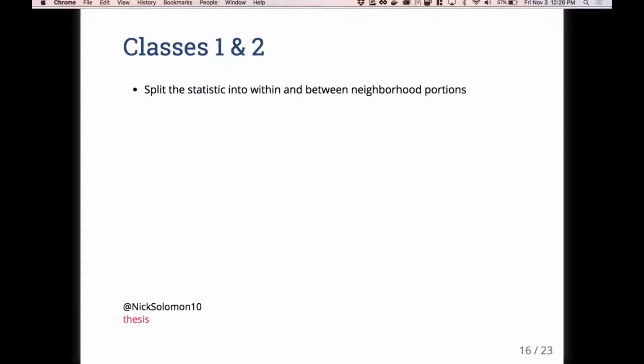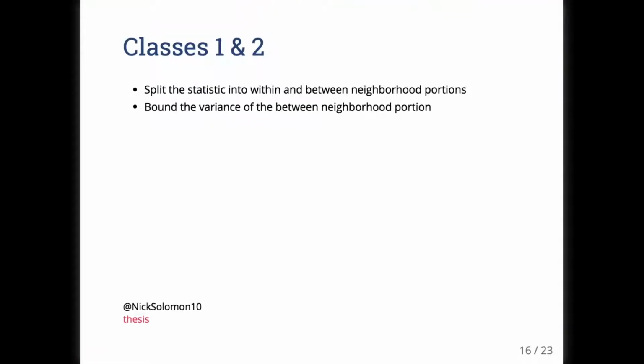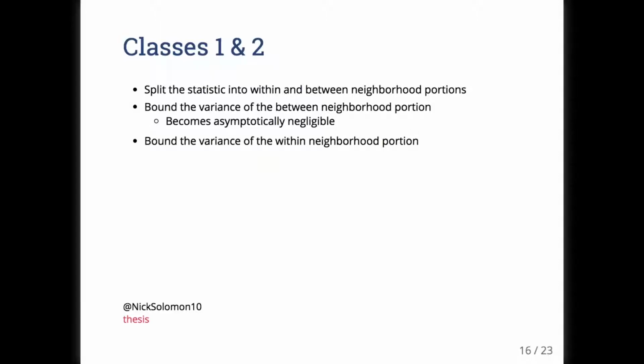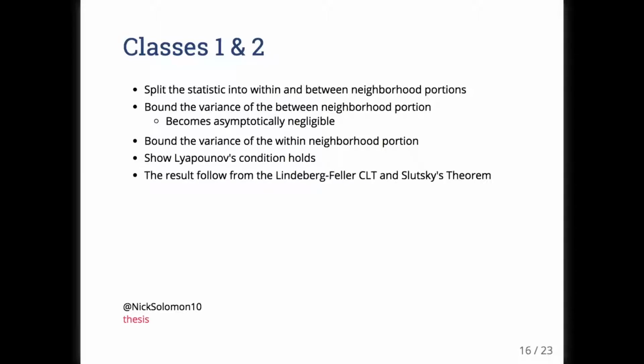So the basic idea is to split the statistic into within and between neighborhood portions, and then we're able to bound the variance of the between neighborhood portion because of the sparsity condition, and it becomes asymptotically negligible. Then we're able to bound the variance of the within neighborhood portion by doing some monkeying around with covariances and inner products and all that. And then at a certain point, we're able to show that Lyapunov's condition holds for the within neighborhood portion.